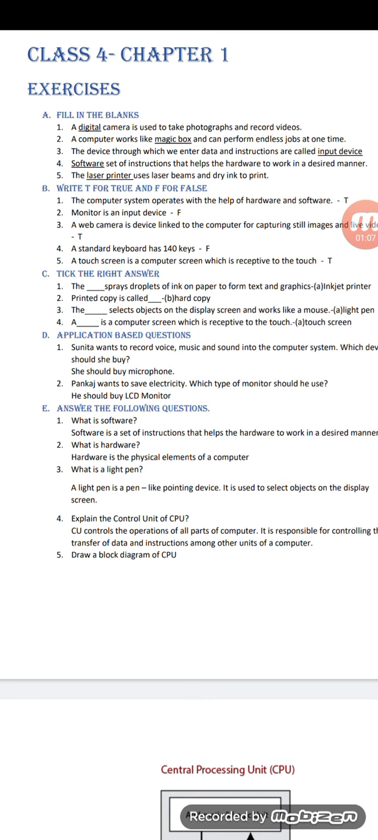Then, fourth one, software is the set of instructions that help the hardware to work in a desired manner. So then what is hardware? Now you got the clarification about software. Then what is hardware? That I have given in the coming section. Okay, let's see that also.